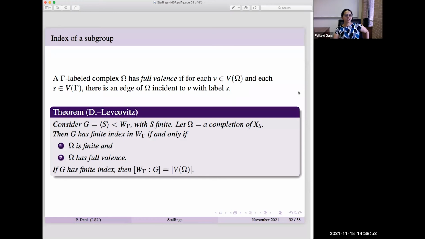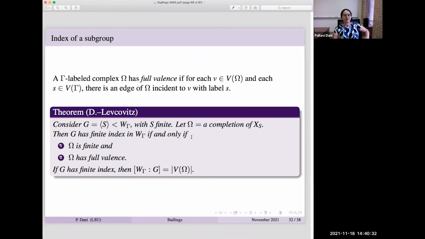And so in particular, G is a finite index if and only if the completion is finite and it has full valence. And then the index is just equal to the number of vertices, just like we had before. I should say in this case, it's not always true that the completion has fundamental group isomorphic to the group, but it is true when the group is torsion free. But if the subgroup has torsion, then it's not even equal to the orbifold fundamental group or something.